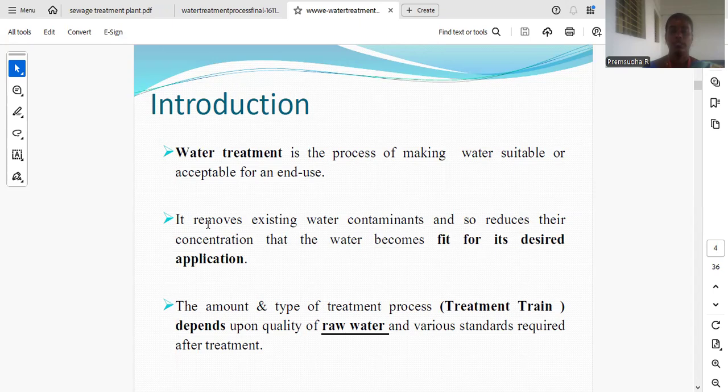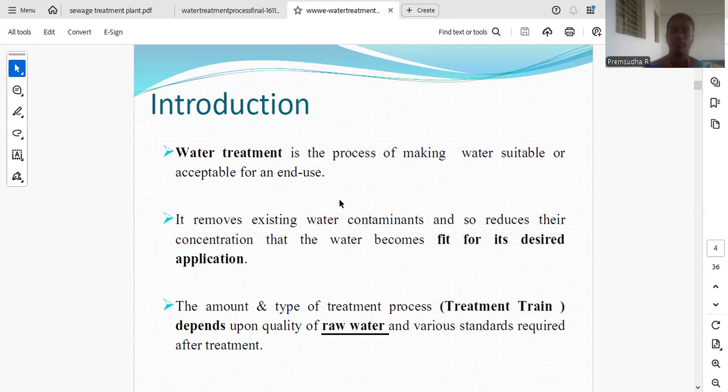So the naturally available water won't be in pure form. So it may consist of some impurities. The impurities may be in physical form, chemical form, and biological form. But we already discussed in the characteristics of water that impurities are removed by water treatment.